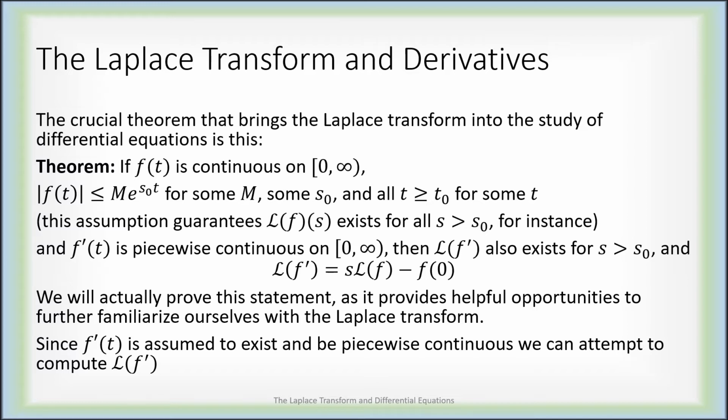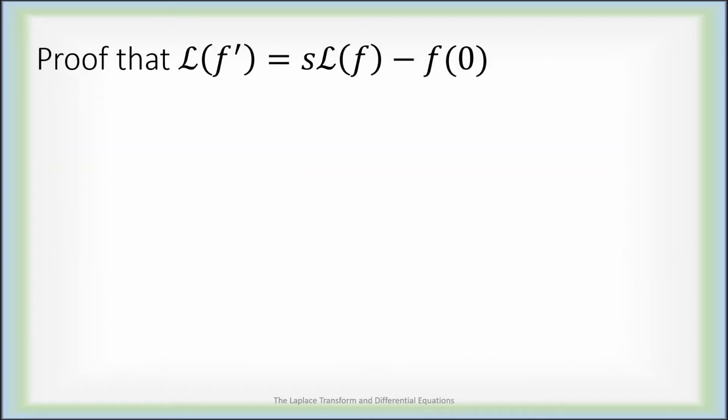Since f prime is assumed to exist and is piecewise continuous, we're just going to attempt to directly compute the Laplace transform of f prime, and we're going to see that we will get out this quantity here: the Laplace transform of f with s factored out, minus a constant f of 0. So let's go ahead and prove that statement.